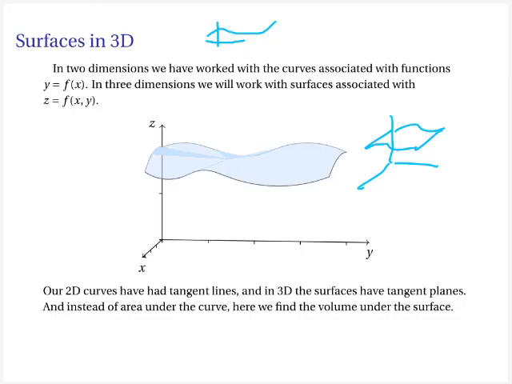So 2D curves have tangent lines. So in 3D, you won't be astonished to hear there'll be a tangent plane. So I might have a point and there'd be a tangent plane. Okay, you can imagine a piece of paper that you've kind of snugged up to the surface. Instead of area under the curve, we'll find that we have a volume under the curve.